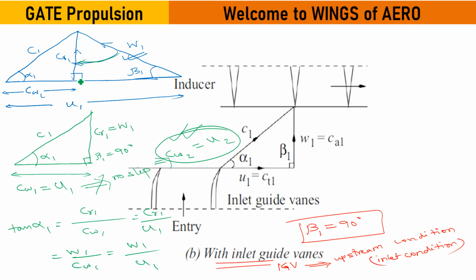Fine. So this is the output from here. Sin alpha 1, what can you write? Height by hypotenuse. So CR1 or W1 by hypotenuse, which is C1. Cos alpha 1, what can you write? Base by hypotenuse. So CW1 or U1 by C1. Based on the given data, similar kinds of problems can be asked from here.